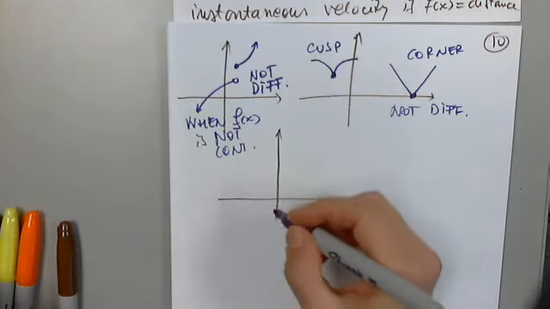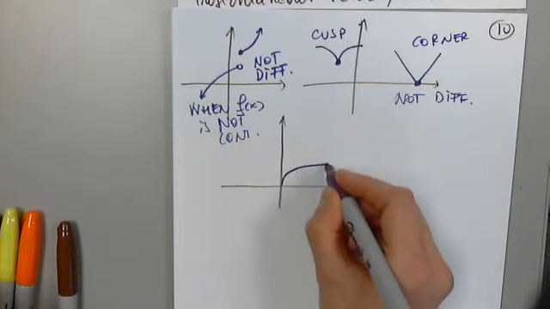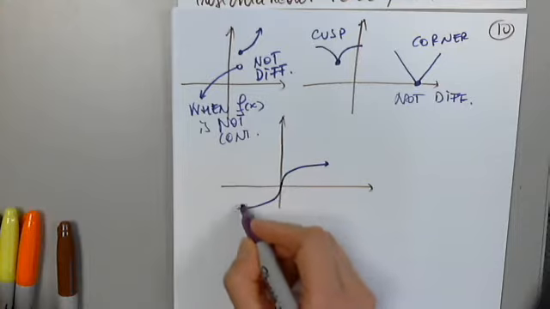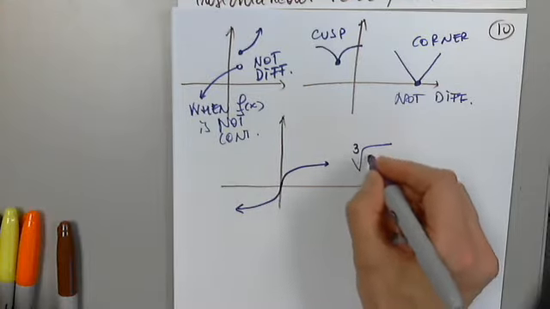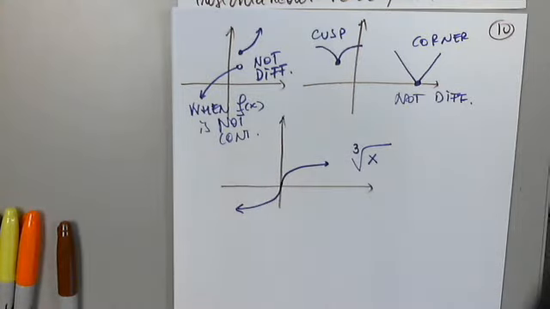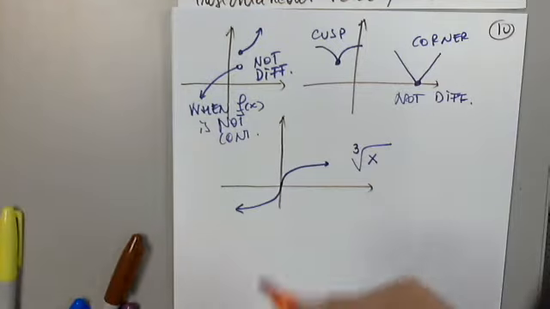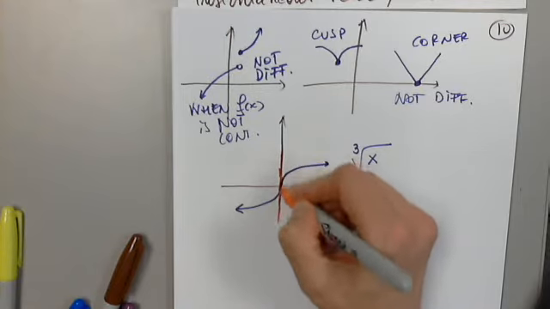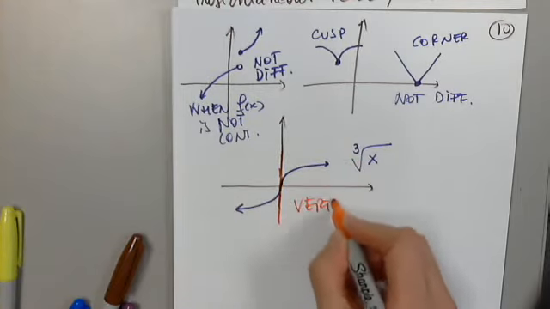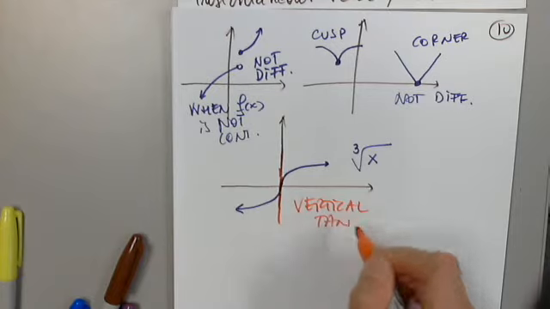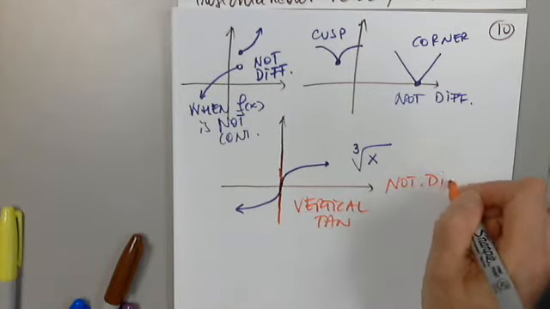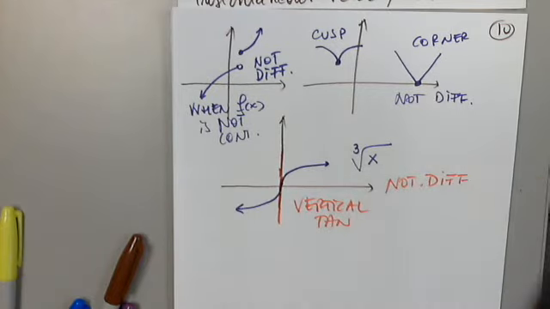And here's the last one. I'm going to graph a function that we should always remember: the cube root of x. This function is not differentiable at 0 because it has a vertical tangent. So not differentiable. It's differentiable everywhere except at 0 because it has a vertical tangent, and a vertical tangent has a slope that is undefined.